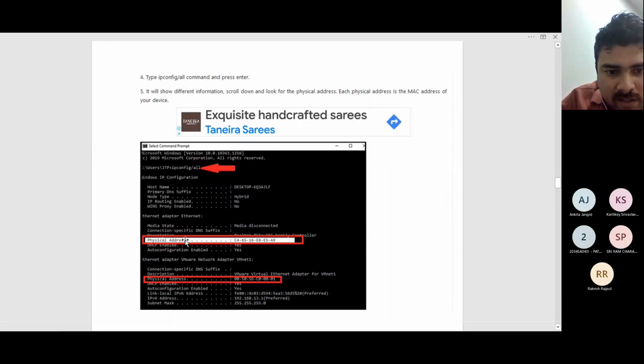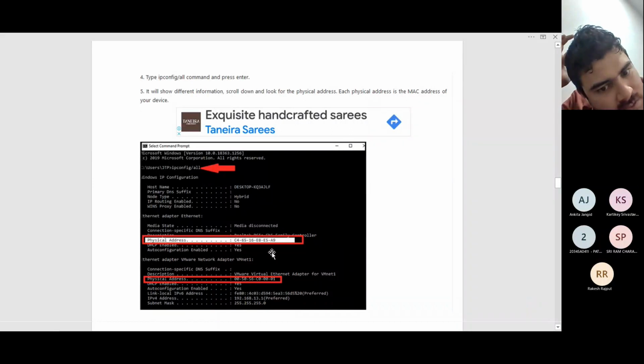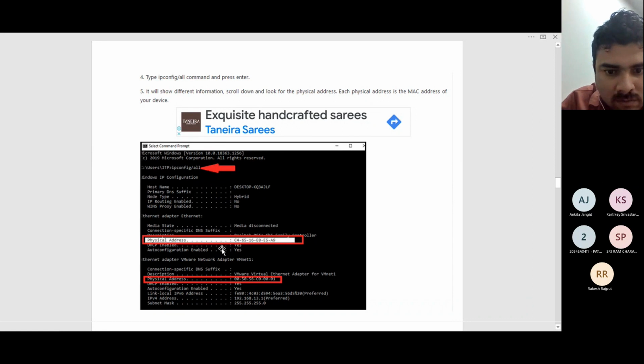See this physical address: C4-65-16-E8-E5-A9. This MAC address is the MAC address of this desktop. So, is the point clear on how to find the MAC address in Windows 10, Windows 11?